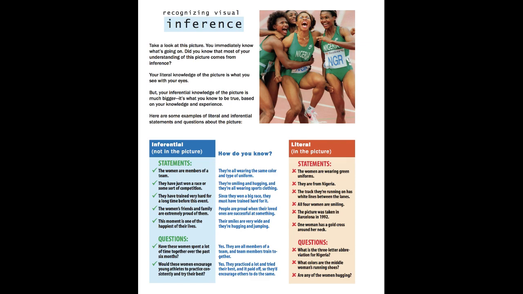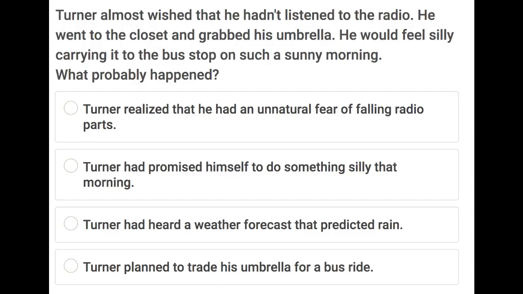And then looking at more literal statements, not making inferences, we can state that they're wearing the same uniform. They are from Nigeria because it says so on their uniform. They are track teams. They have the track lanes beneath them. All four women are smiling. These are more literal statements. So that's a good way to see how inferences and literal statements are different, just looking at the same picture.